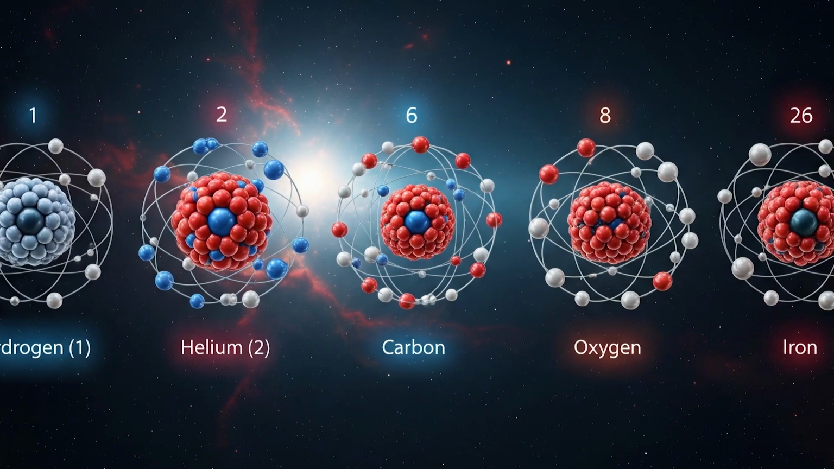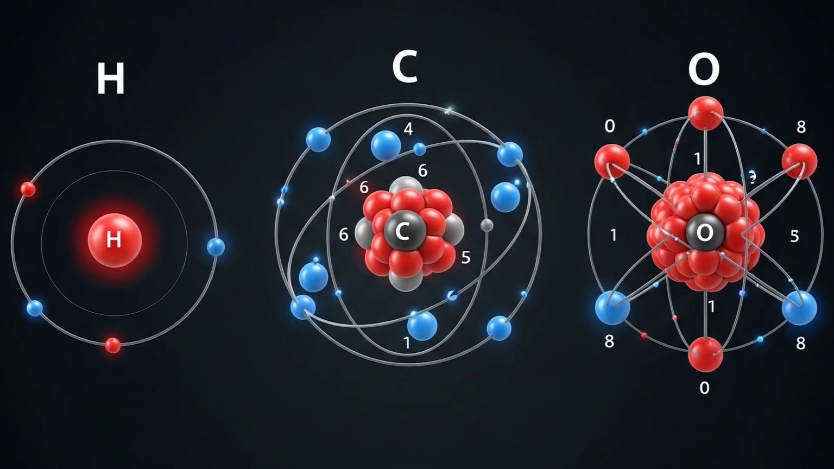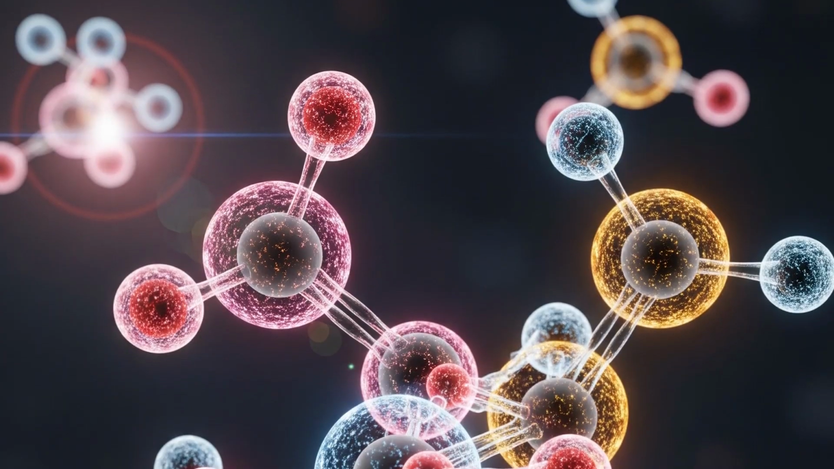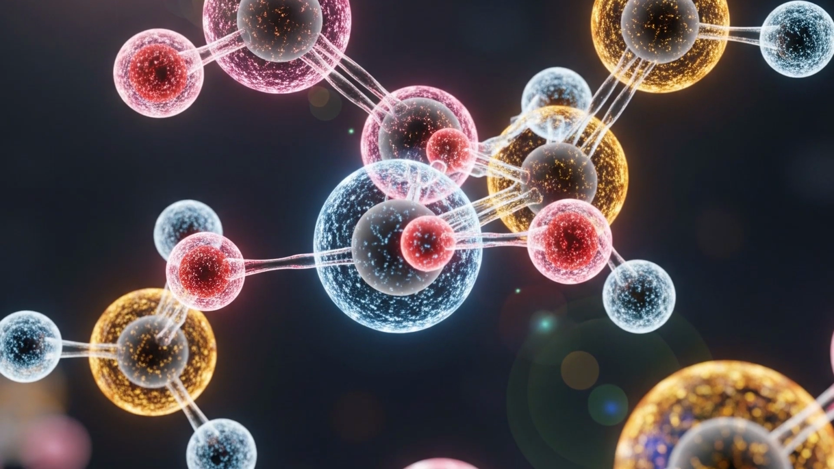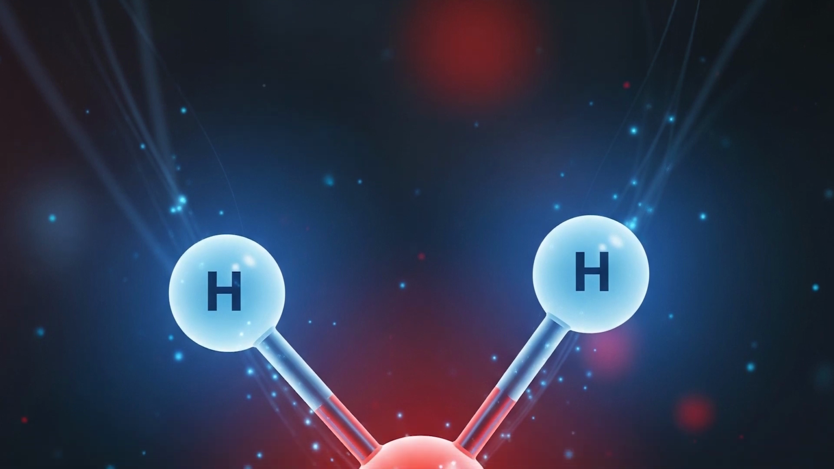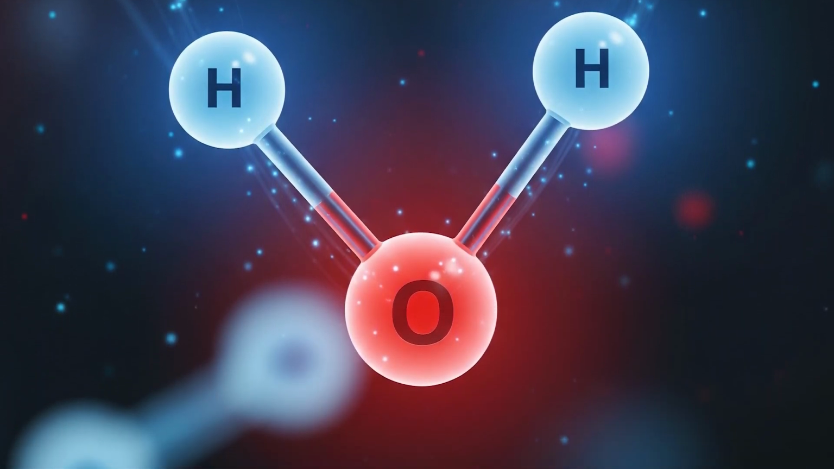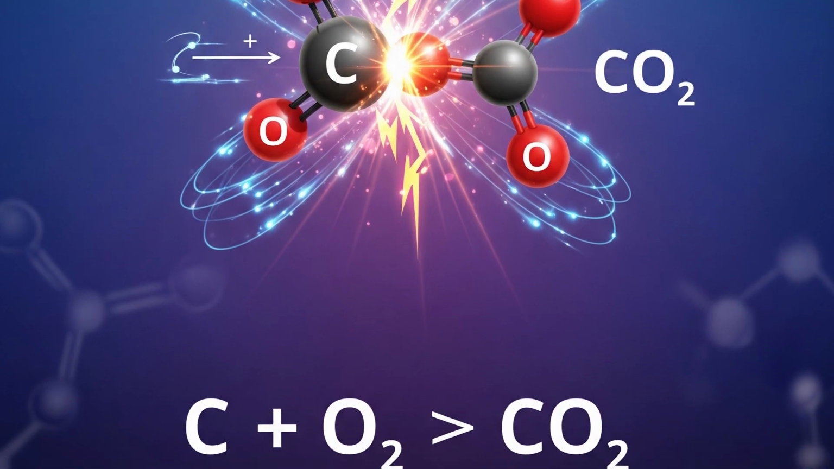The number of protons defines which element it is. For example, 1 proton means hydrogen, 6 protons means carbon, and 8 protons means oxygen. Atoms rarely exist alone. They prefer to bond with other atoms, creating molecules. For example, 2 hydrogen atoms plus 1 oxygen atom equal H2O, or water. Carbon plus oxygen can form CO2, or carbon dioxide.